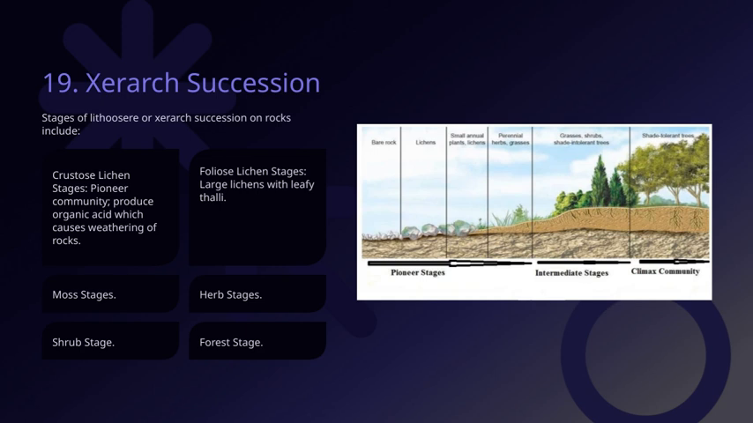Interestingly, they produce organic acids that chemically weather the rocks, helping to create the soil necessary for subsequent plant growth. So, in essence, this succession from lichens to mosses, shrubs, herbs, and eventually forest reflects how life gradually transforms a barren rocky environment into a more stable, thriving ecosystem. It's a fascinating process that highlights nature's resilience and ability to adapt and develop over time.